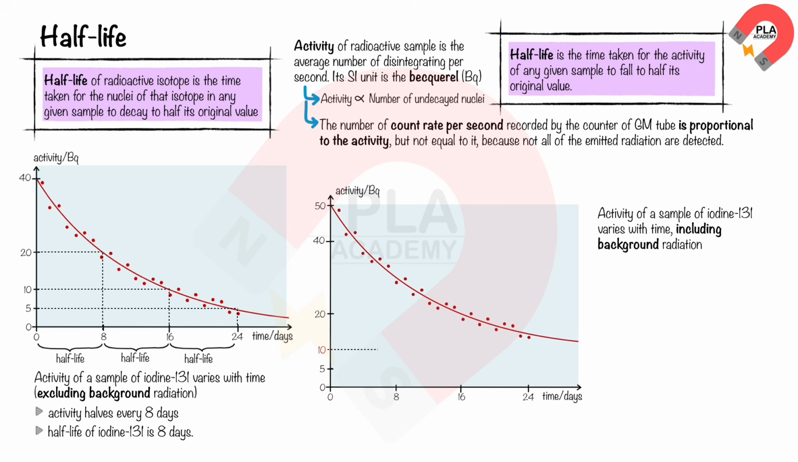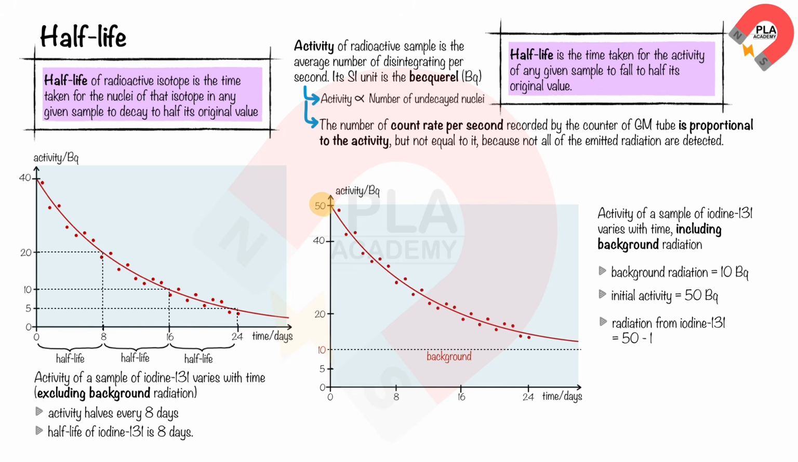From the graph, we can estimate the background radiation to be approximately 10 counts per second, as the decay curve cannot fall below this value. The initial activity is approximately 50 counts per second. Therefore, the initial activity of the radioactive sample is 50 minus 10, which is 40 counts per second.